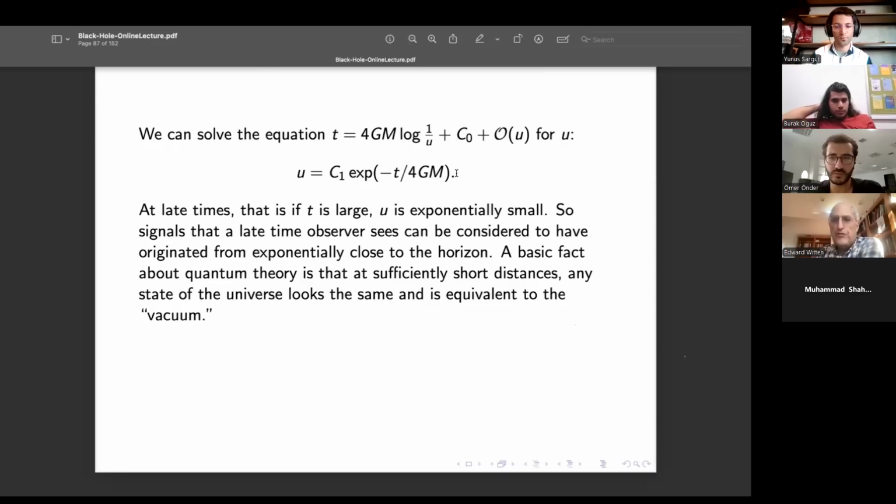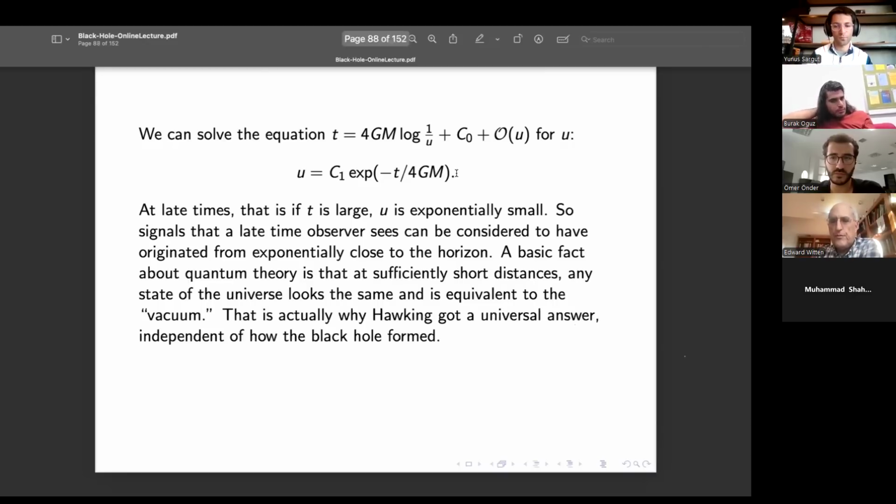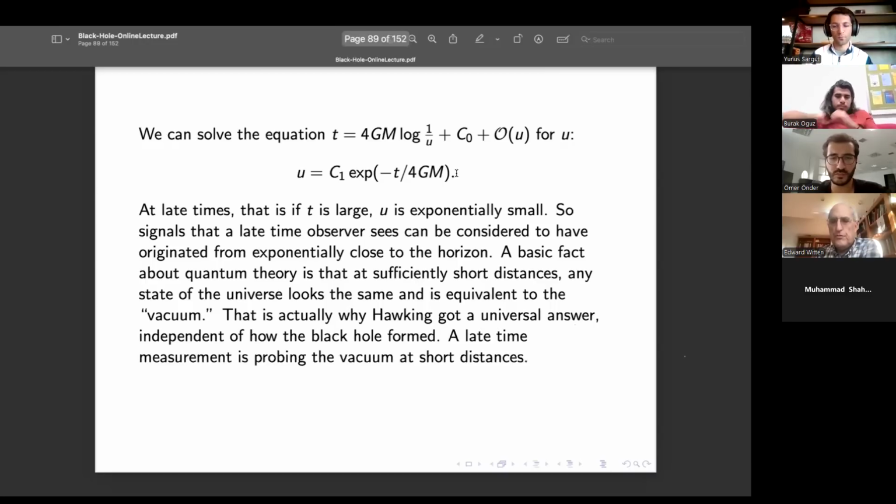A basic fact about quantum theory is that at sufficiently short distances, any state of the universe looks the same and is equivalent to the vacuum. That's actually why Hawking got a universal answer, independent of how the black hole formed. A late-time measurement is simply probing the vacuum at short distances.